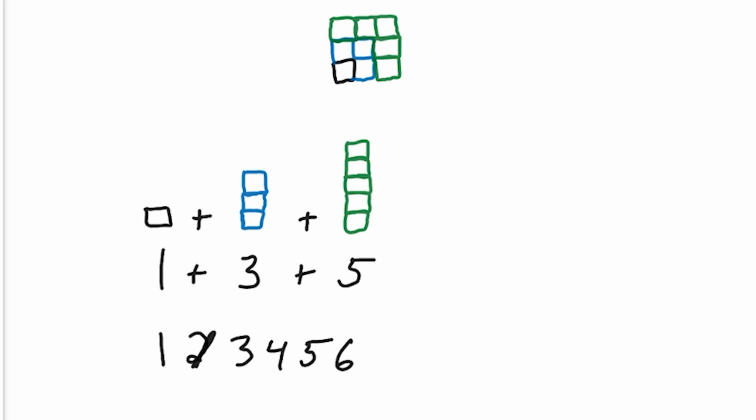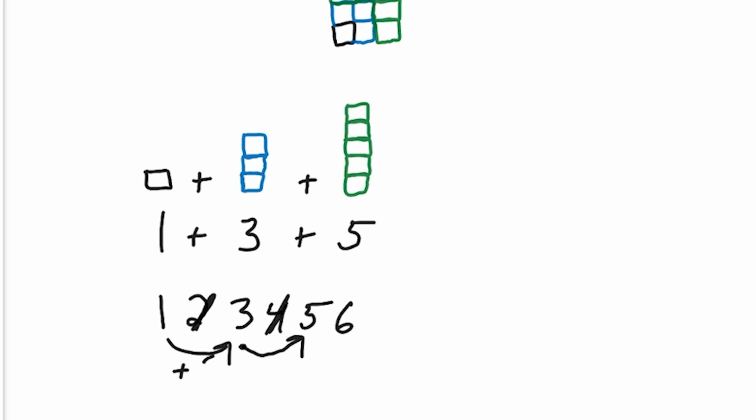Okay, so now if we're at 3, what can we go to? Well, we're only concerned with odd numbers, so we can't get to 4, and the next option after that is 5, which is an odd number. And how did we get there? Same way we got from 1 to 3. We added 2.